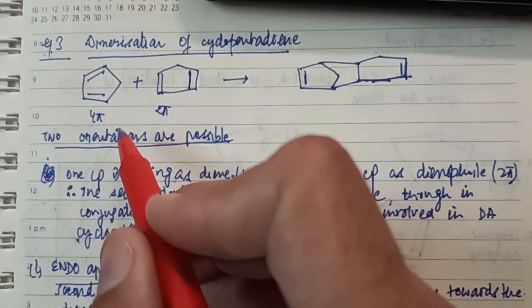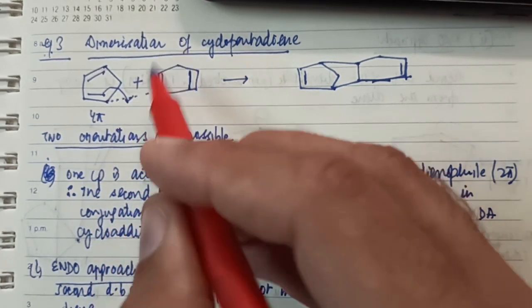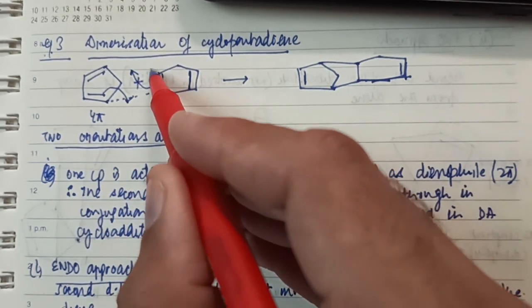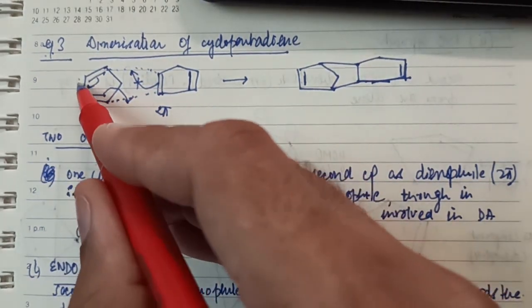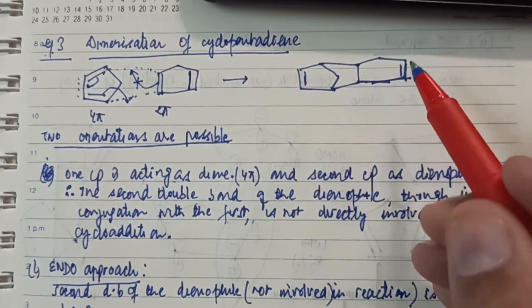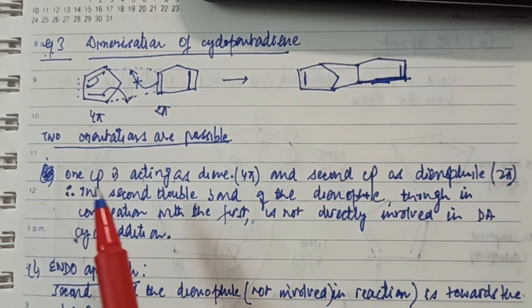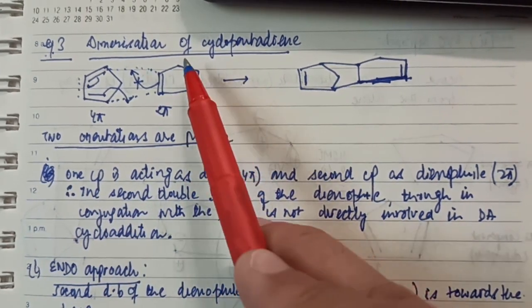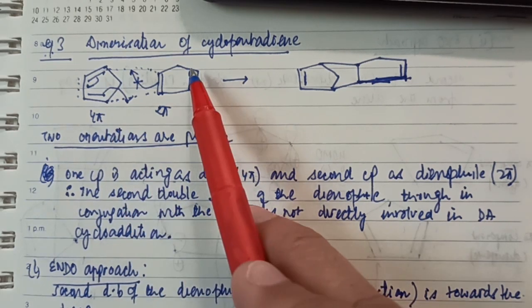If I have to write the product here, there will be a bond formation between this and this. That means a bond formation here. There will be a bond between this and this, and a bond between this and this. So my product is something like this, right? This is a 5-membered ring like this. Now again, since I have a double bond which is not involved in the reaction, this double bond can be either towards the diene or away from the diene.